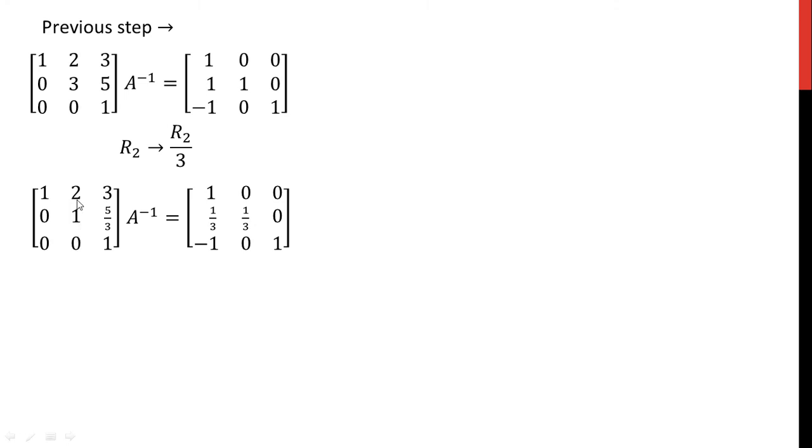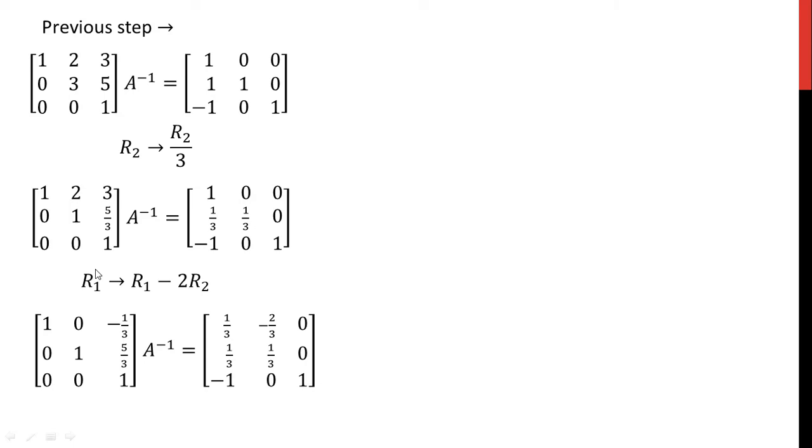Now we require 0 here and then 0 here, but 0 is already there, so we have to follow the procedure to get 0 in place of 2. So we have to change row number 1. How will you change row number 1? R1 changes to R1 minus 2 times R2, which means we will use row number 2 to get 0 here. So the first row becomes 1 minus 2 times 0, so it is 1 only. Then 2 minus 2 times 1, so 2 minus 2 is 0.